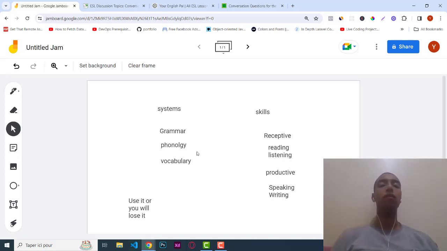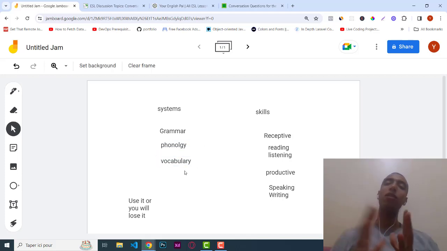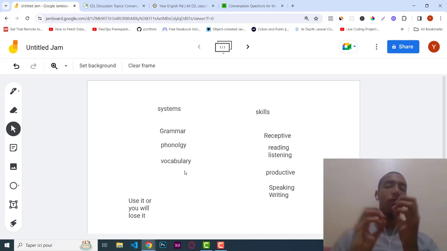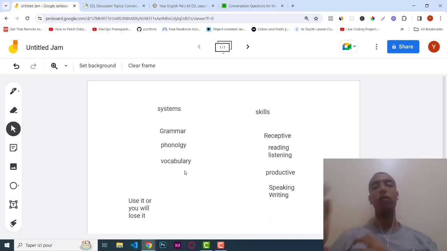Because if you don't have a good knowledge of grammar, phonology and vocabulary, communication may not be the right option for you at that moment. However, if you feel like you know some vocabulary, you know the tenses, for example, in the present simple, the third person singular, you add s and stuff like that. Also phonology, you know how to pronounce some words in English, and you want to use that in the skills.